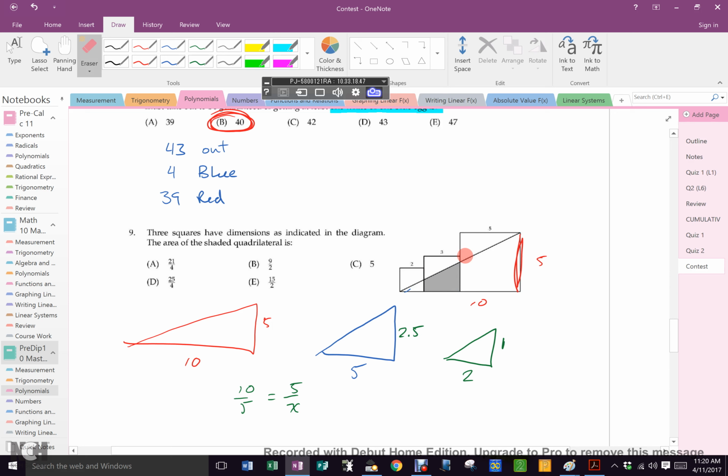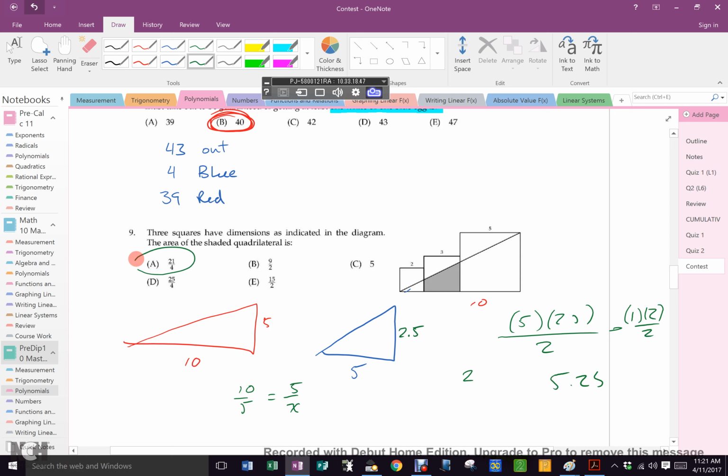And this gray area is this triangle minus this triangle. So all I've got to do is find the gray triangle, which is 5 by 2.5 over 2, and subtract out 1 by 2 over 2. And that gets me 5.25, which is 21/4.